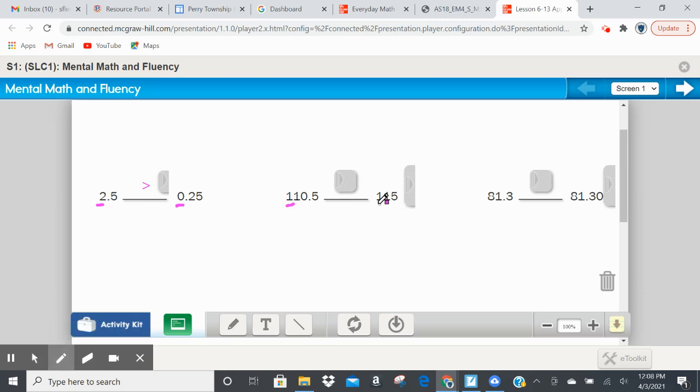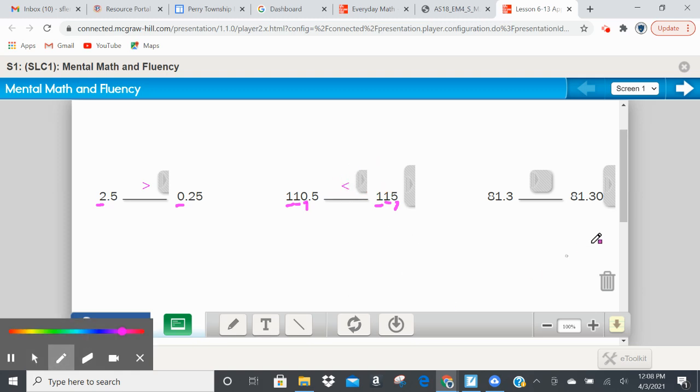Again, same thing. Left to right. 1, 1 the same. 1, 1's the same. Oh, 0 and 5 are different. So which one's bigger, 5 or 0? 5. So the alligator wants to eat the 5.